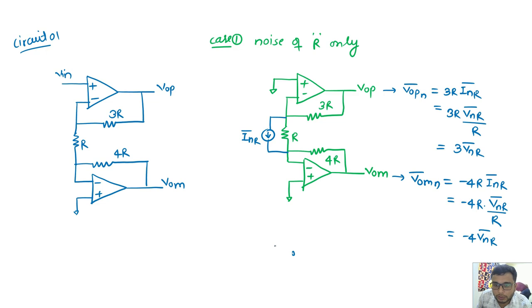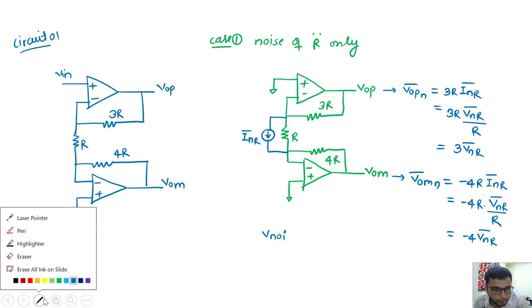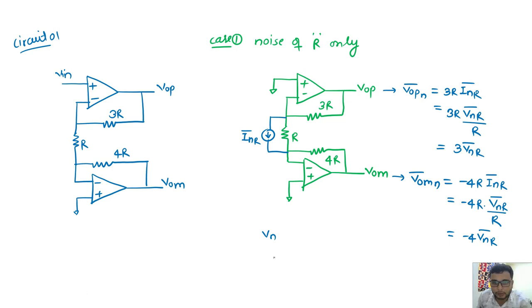Okay, so what is the differential noise due to this resistor? VN diff, VNR diff, I will say it as 7 VNR. Okay, so this is only due to the resistor R's noise. In the second case we will consider only the 3R, and then case 3, 4R only.